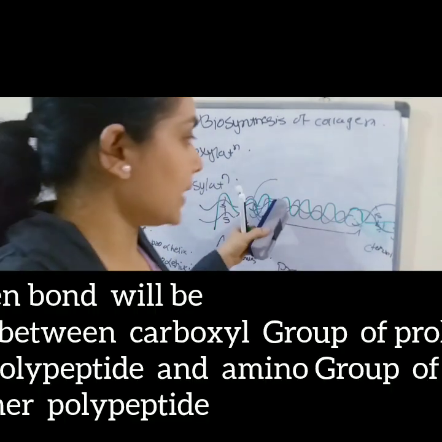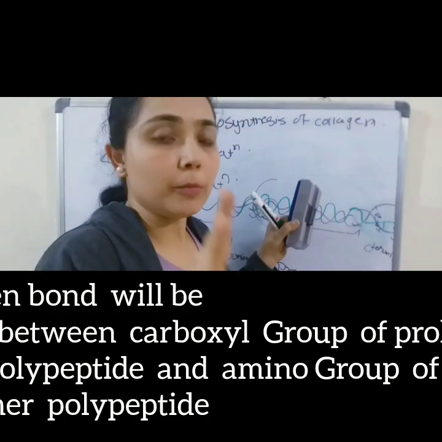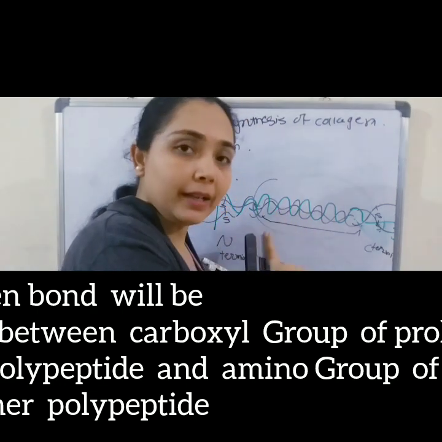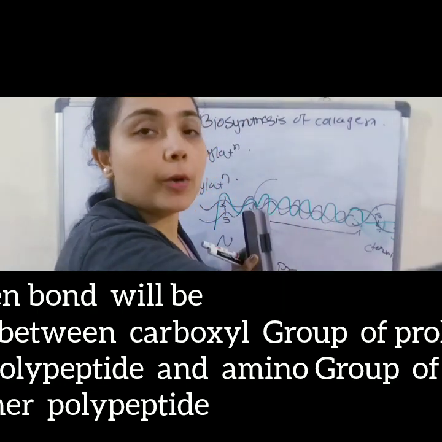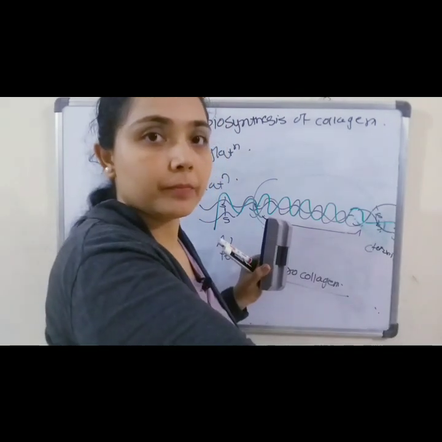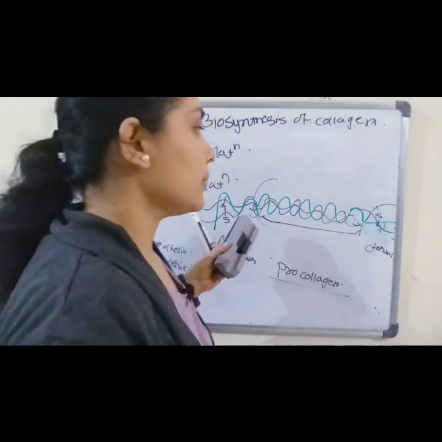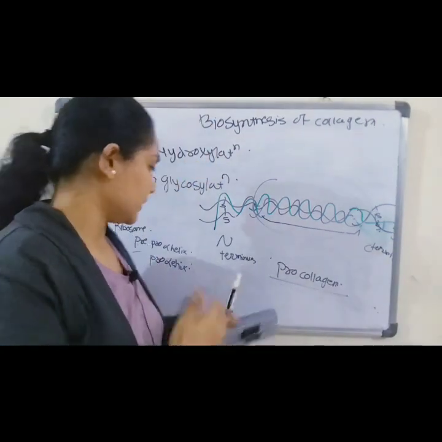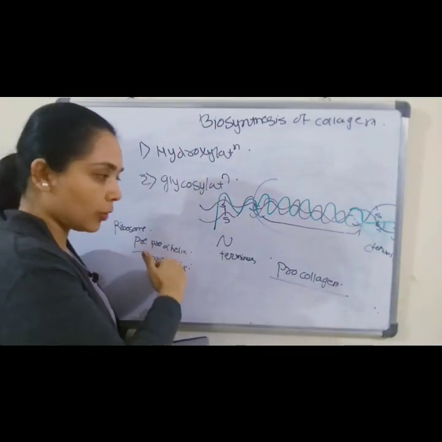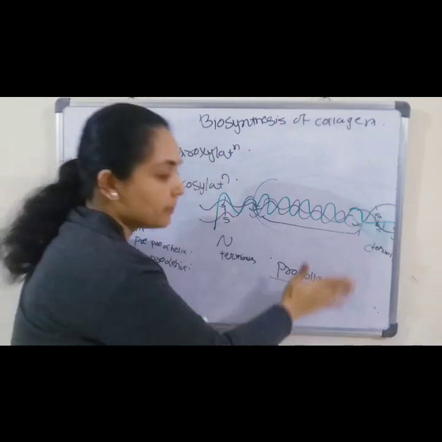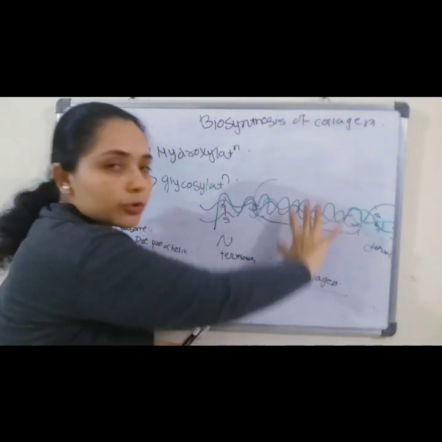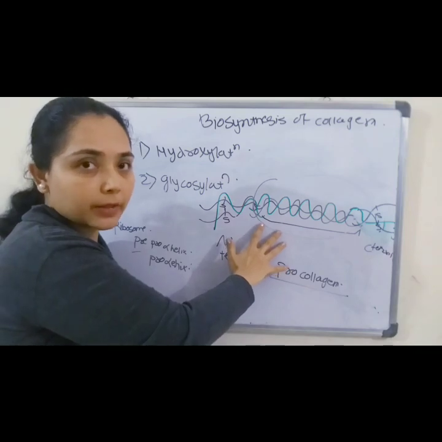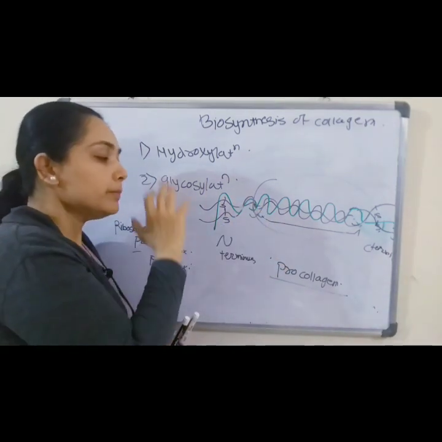The hydrogen bond, which stabilizes the structure of collagen, is formed between the carboxyl group of the proline of one polypeptide and the amino group of the glycine of another polypeptide. So the hydrogen bonds and the disulfide bridges are there, and it will form the procollagen, from the pre-pro alpha chain to the pro alpha chain, then the procollagen. All this procedure takes place in the lumen of the rough endoplasmic reticulum.